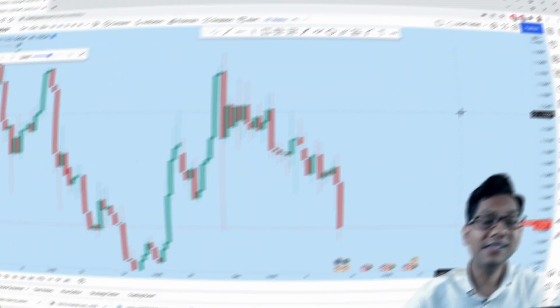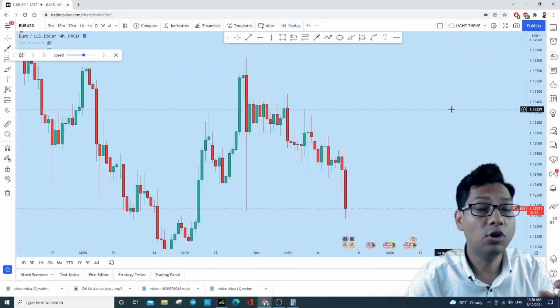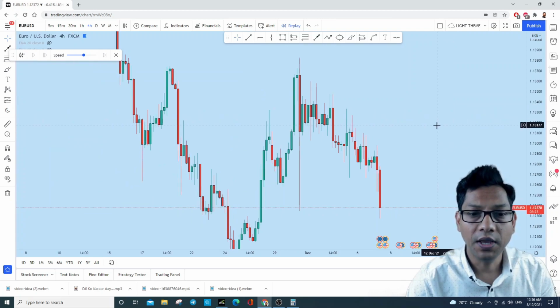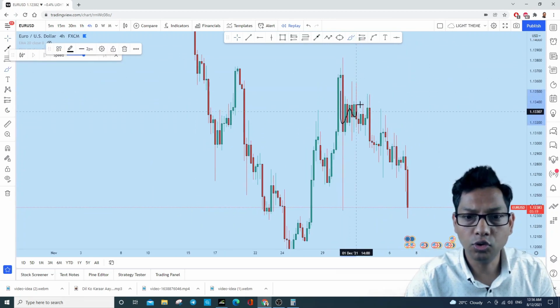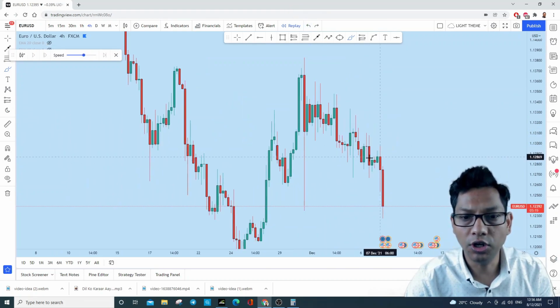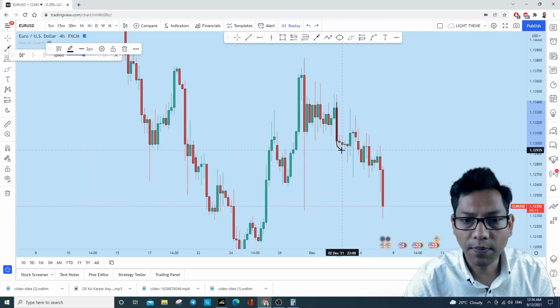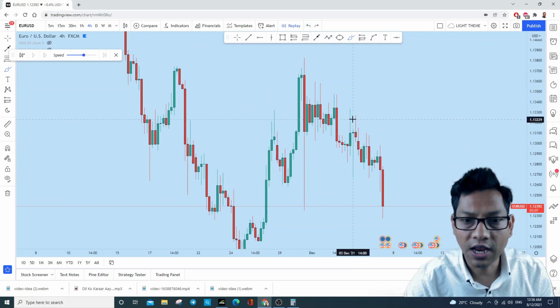Okay guys, so let's see this example on Euro Dollar. Now this is also 4 hour time frame. Now look at this here. In this zone there has been a big consolidation and then a breakout to the downside after this consolidation. Now after this breakout, what happened? The price went up, tested this trend line, and then again slid to the downside.